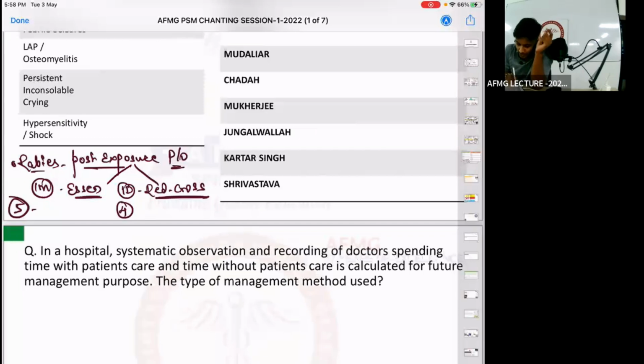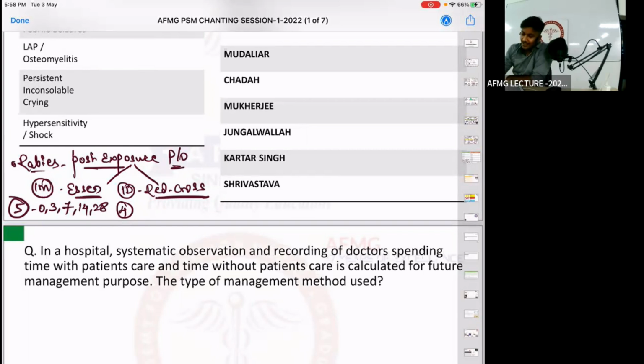So for intramuscular, the doses are given at 0, 3, 7, 14, 28. So what are the 5 doses of intramuscular vaccine? 0, 3, 7, 14, 28. Again, what are the 5 doses of the SN regime or intramuscular? 0, 3, 7, 14, 28.